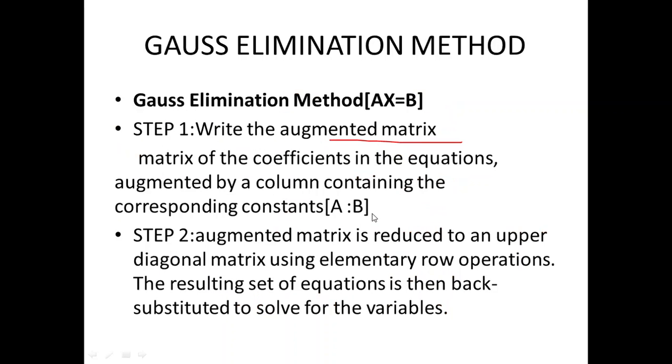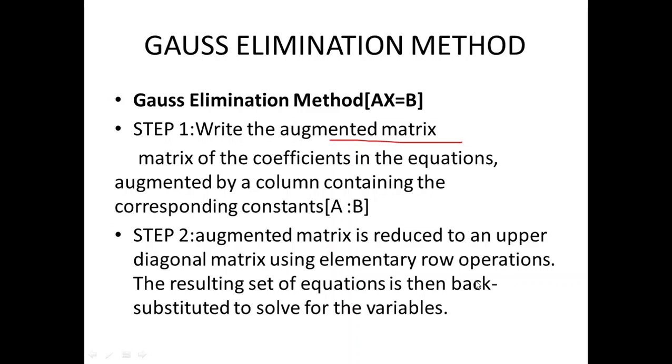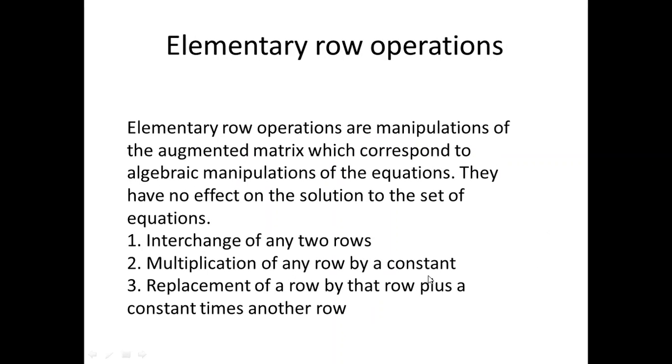Okay, so now we have to reduce this according to row operations. That means we have to find the upper diagonal matrix, meaning below the diagonal we have to make the elements 0. For that we use elementary row operations. First we write the augmented matrix, then reduce it to an upper diagonal matrix using elementary row operations. Elementary row operations mean we can interchange any two rows, or multiply all the elements of a row by a constant, or replace a row by that row plus a constant times another row.